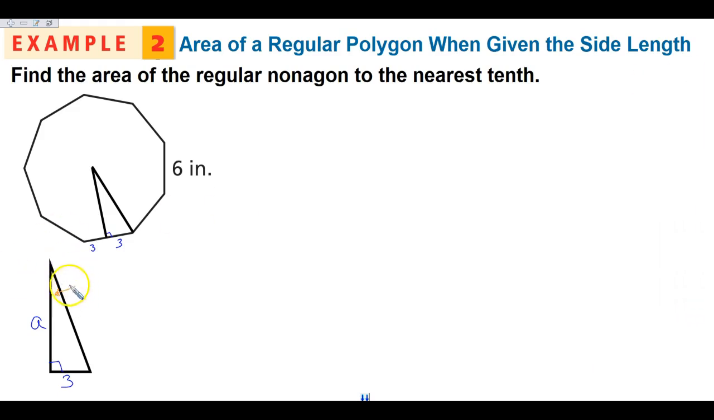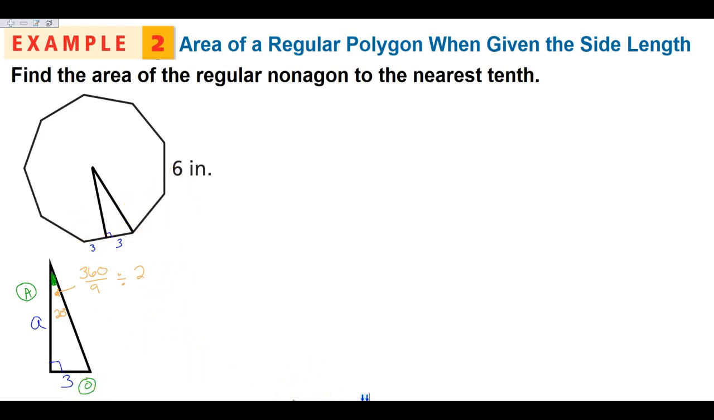Okay, I want this angle to be 360 divided by 9, and then we're going to divide that by 2. So that angle measure is going to be 20 degrees. All right, so now I'm looking at this angle. This is my adjacent side and my opposite side. And again, I'm going to use tangent.